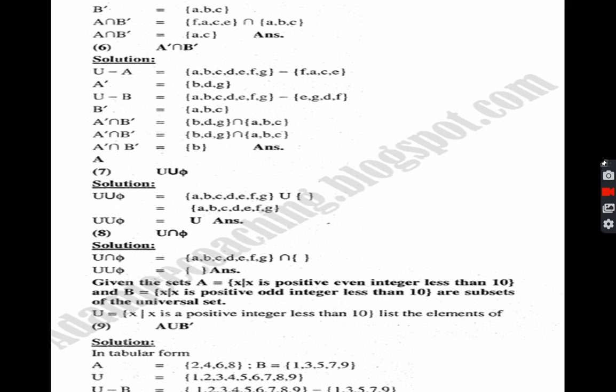The eighth question is U intersect null set. U intersect null set is equal to A B C D E F G intersect null set. So the answer of U intersect null set is null set.